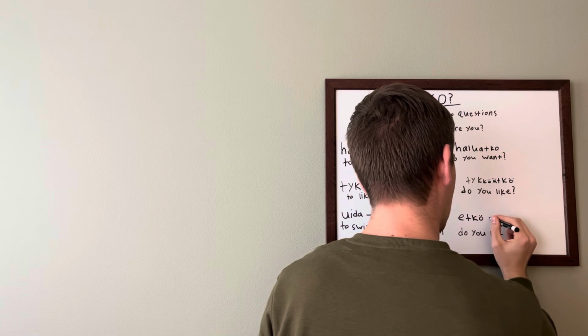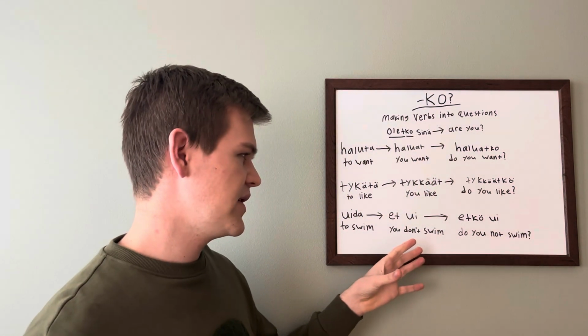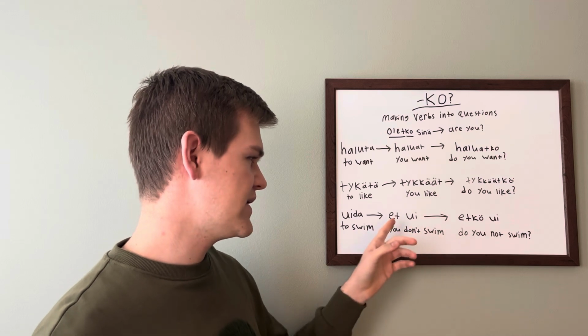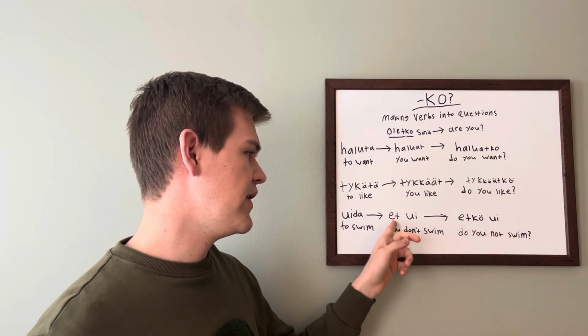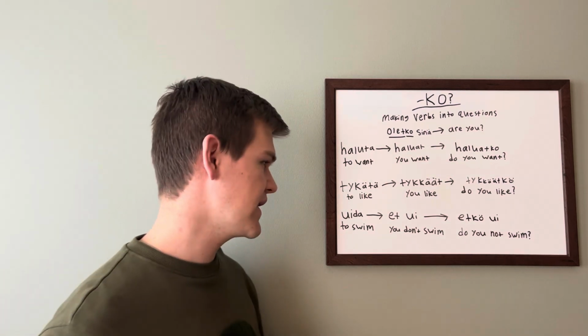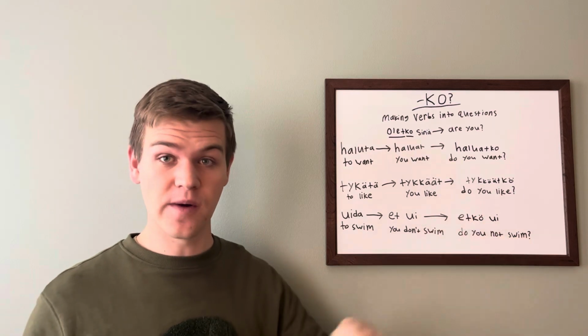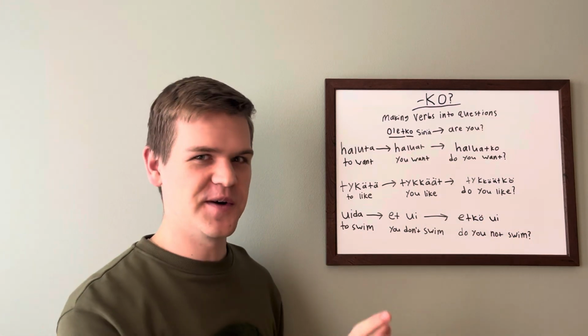etkö ui. So we put the -ko on the "no" word. And again, if you wanted to still say sinä in this context, you'd say "sinä et ui," and then it'd be "etkö sinä ui." So the thing with the -ko goes back to the very beginning.